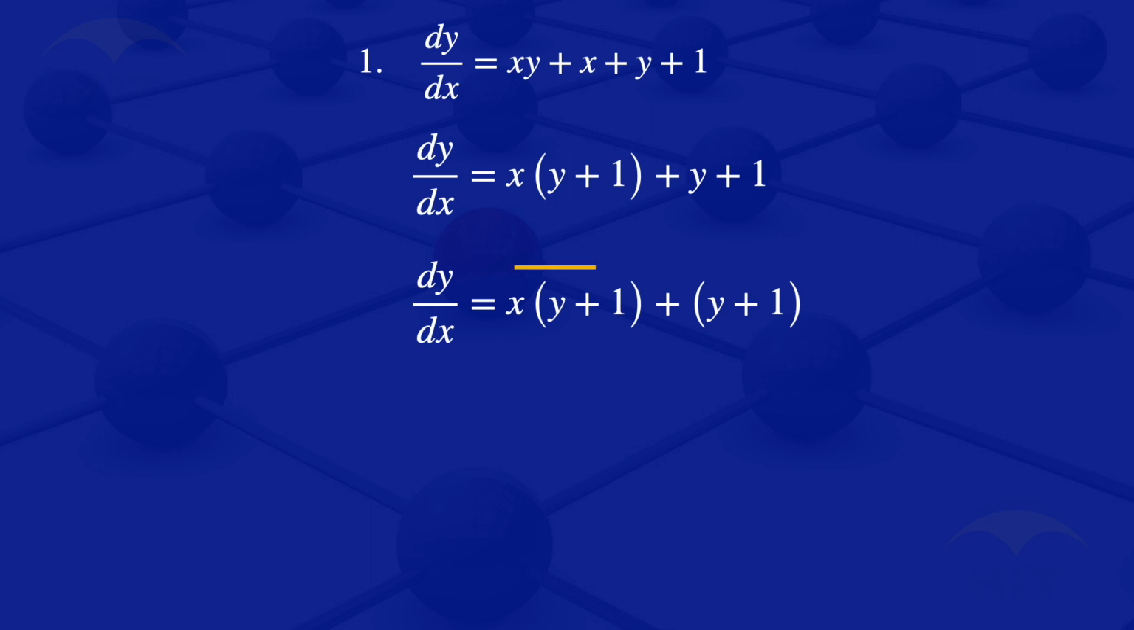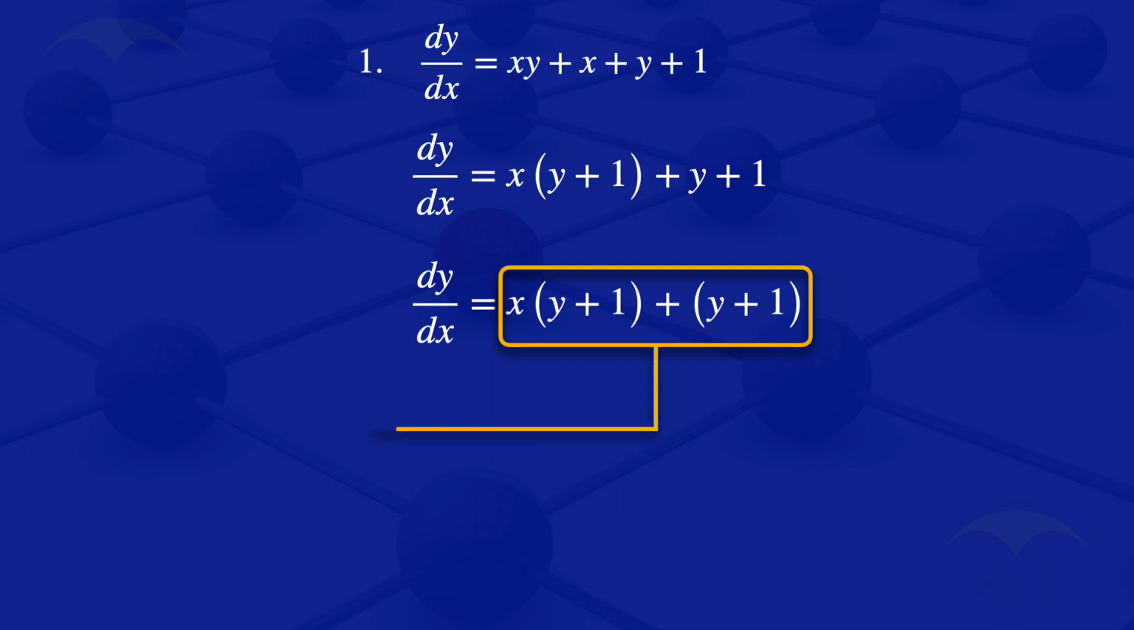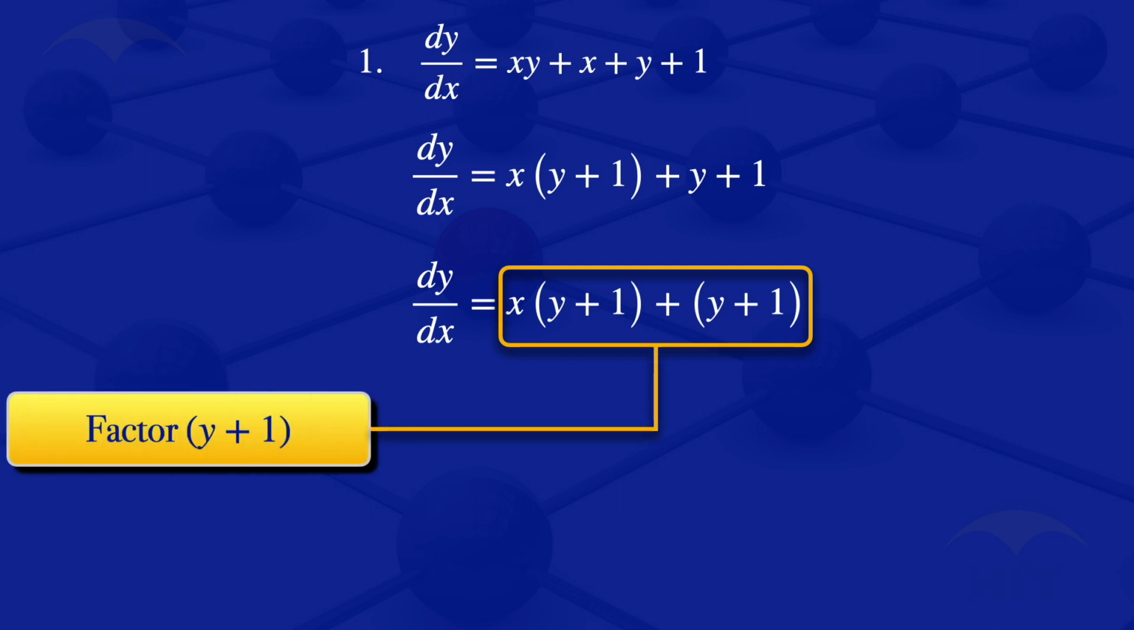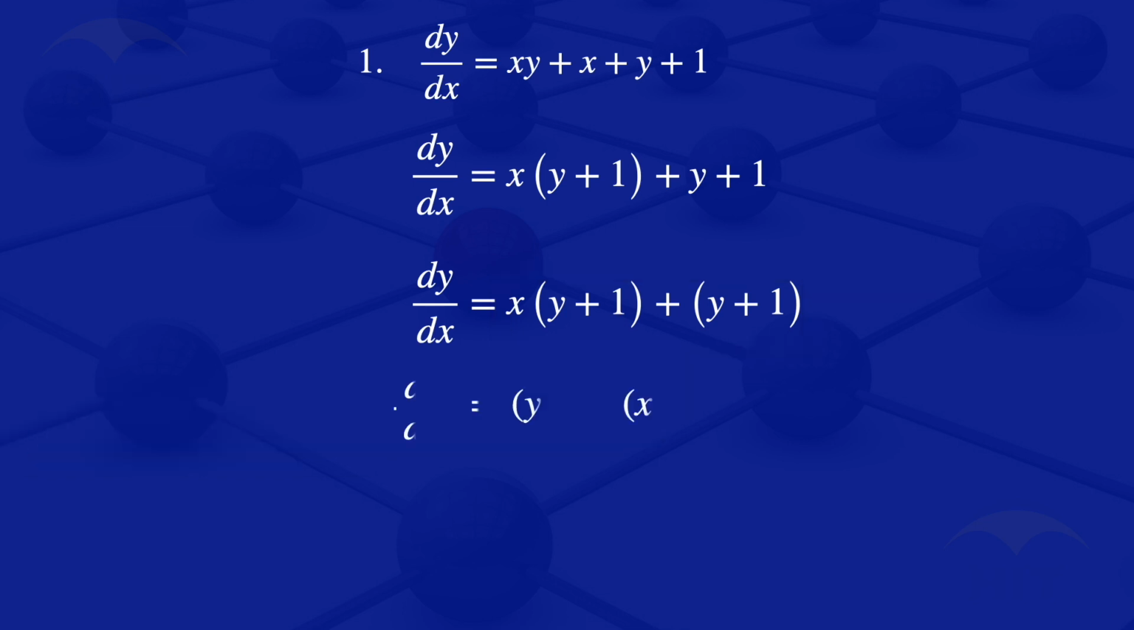Now looking at this part here, what we are seeing is we have a common term, y plus 1. So we can factor that common term, the y plus 1. And when you factor the y plus 1, for the first part it will be y plus 1 multiplied by x, then plus, for the second part, when you factor the y plus 1, we will remain with a 1. So we would have y plus 1 multiplied by x plus 1.